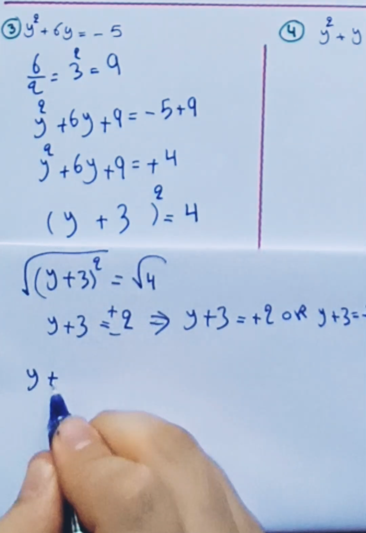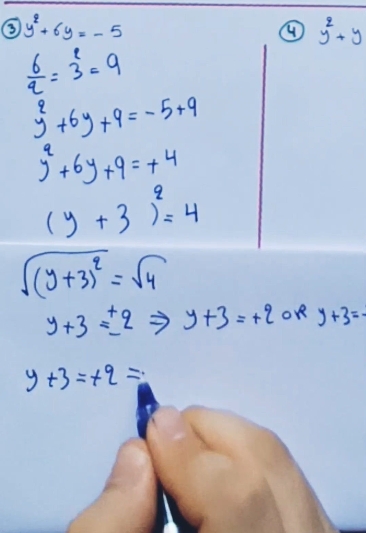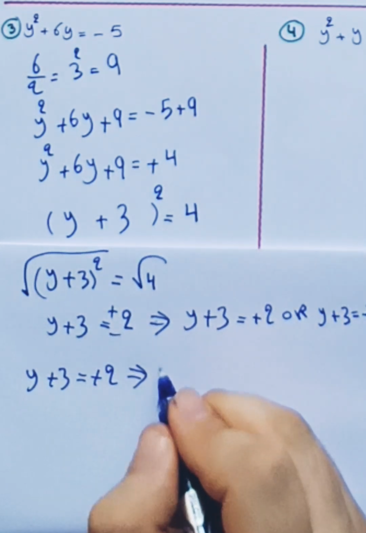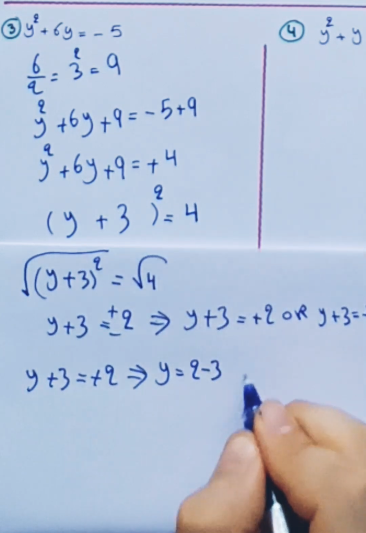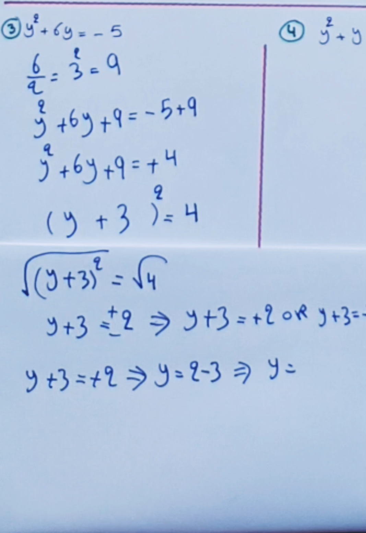And then y plus 3 equal to positive 2. We have to change the place of positive 3 to the right side. So y equal to 2 minus 3. The value for y is equal to negative 1.